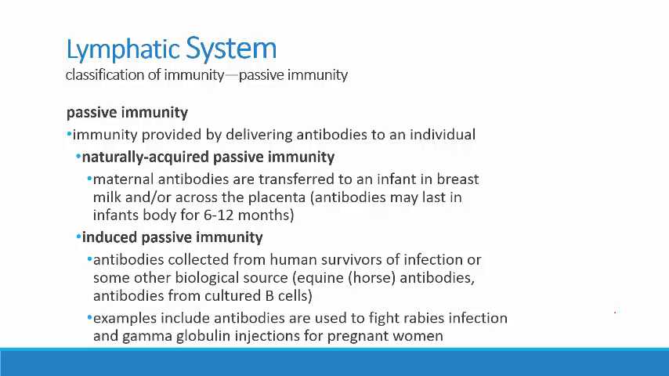So, for instance, the gamma globulin injections that are given to pregnant women who are Rh negative, but their partners are Rh positive, and there's a chance of having an Rh positive child. And also the injections used to fight a rabies infection, those are also antibodies. Okay, so there you have it. Everything you wanted to know and more about antibodies and how they work.